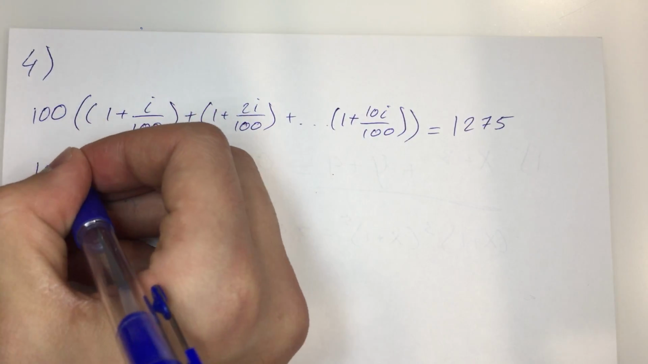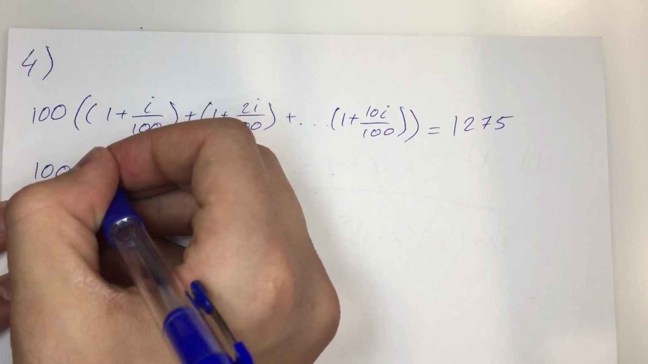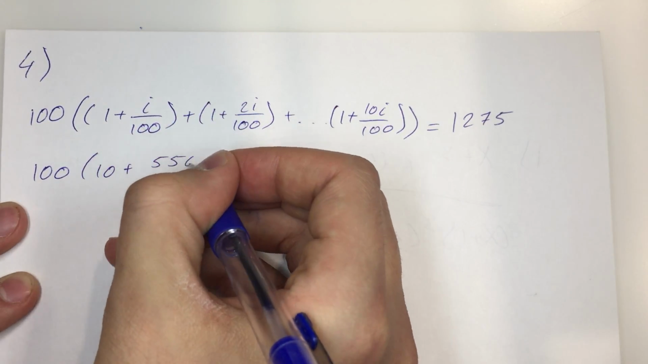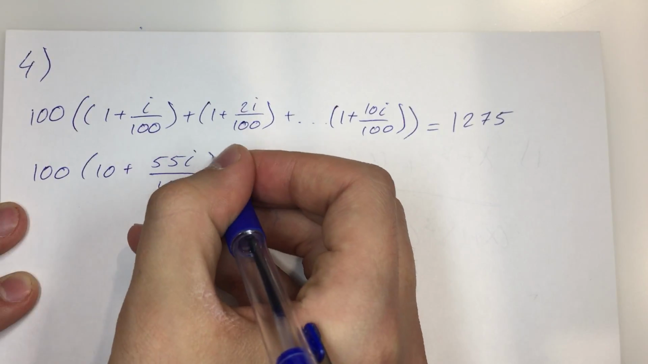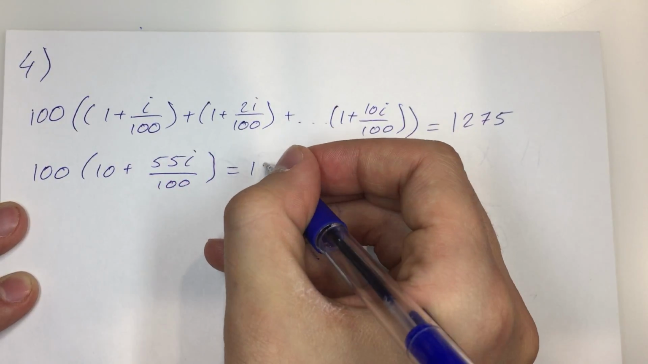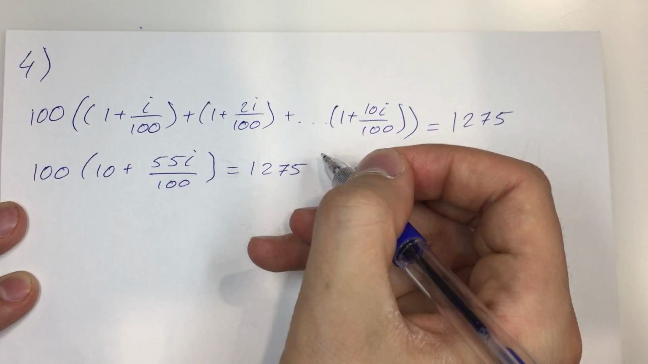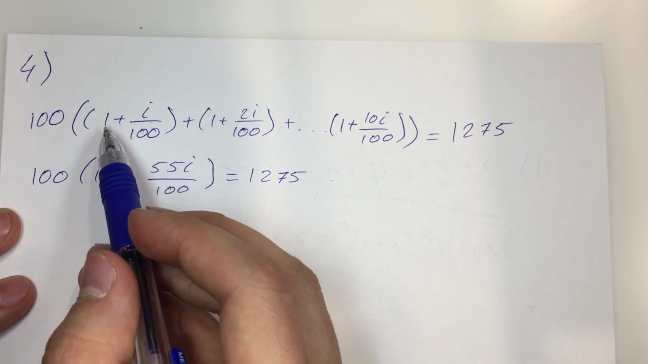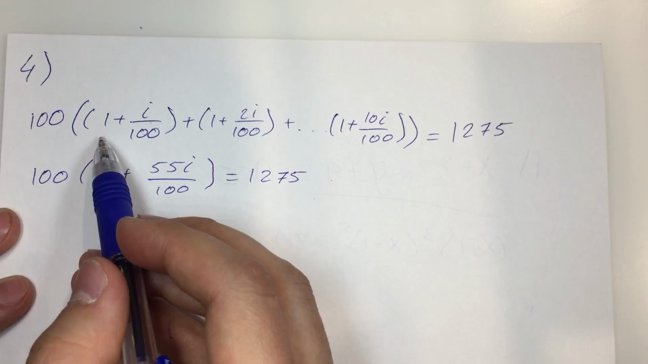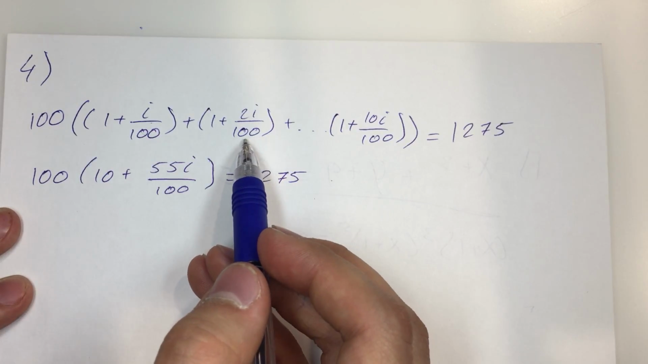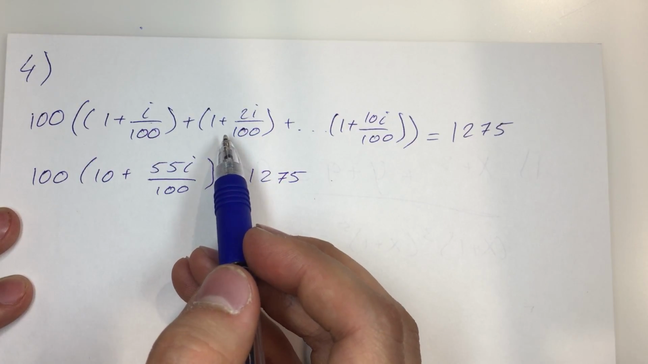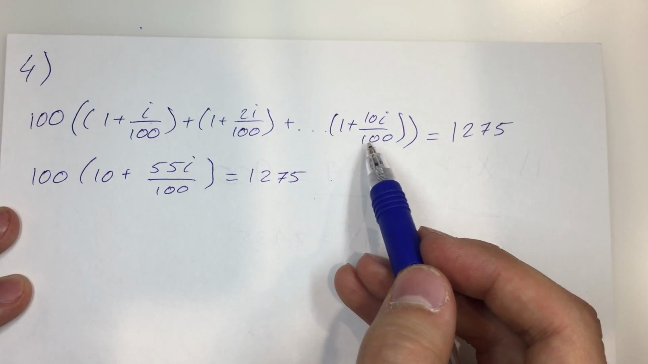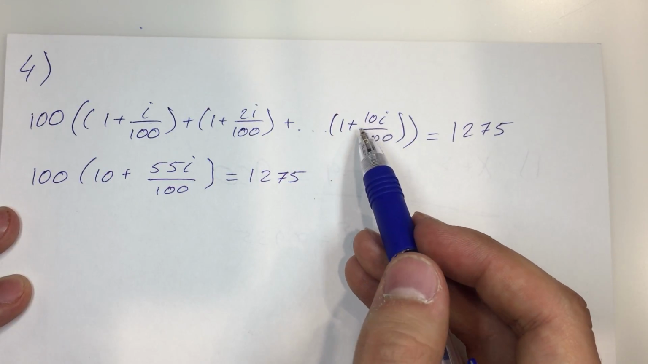Now, just to simplify this, we get 100 times 10 plus a total of 55i divided by 100, which equals $1,275 at the end. So, because there's only one i here, this is the amount in year 9 that gets brought forward 1 year. Because there's 2i here, this is essentially the amount in year 8 that gets brought forward 2 years. Here, this is the amount in year 1 that gets brought forward for a total of 10 years.